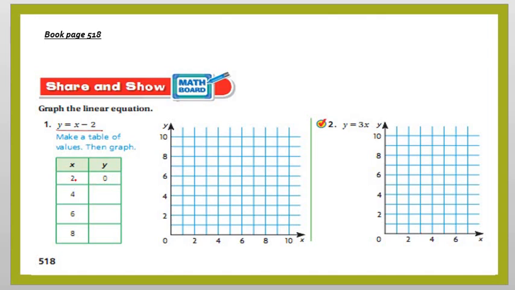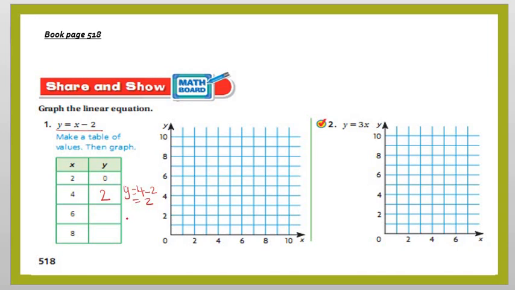When x equals 2, y equals 0. If you remove this x and put 2, you will have 2 minus 2, then y will equal what? 0. Let's solve when x equals 4. Let's see what's the value of y. y equals, remove the x and put 4, minus 2 equals what? Equals 2. So at x equals 4, y equals 2.